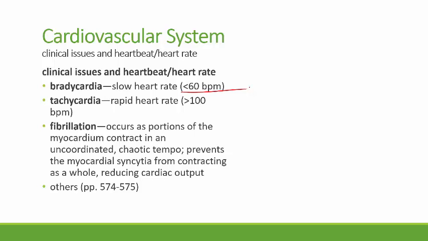Tachycardia is a rapid heart rate, anything greater than about 100 beats per minute. And fibrillation occurs when we have uncontrolled stimulation coming from multiple locations, especially in the atria. Atrial fibrillation tends to be a problem as we age, especially. And then there are some other clinical issues in the book for you to look through.